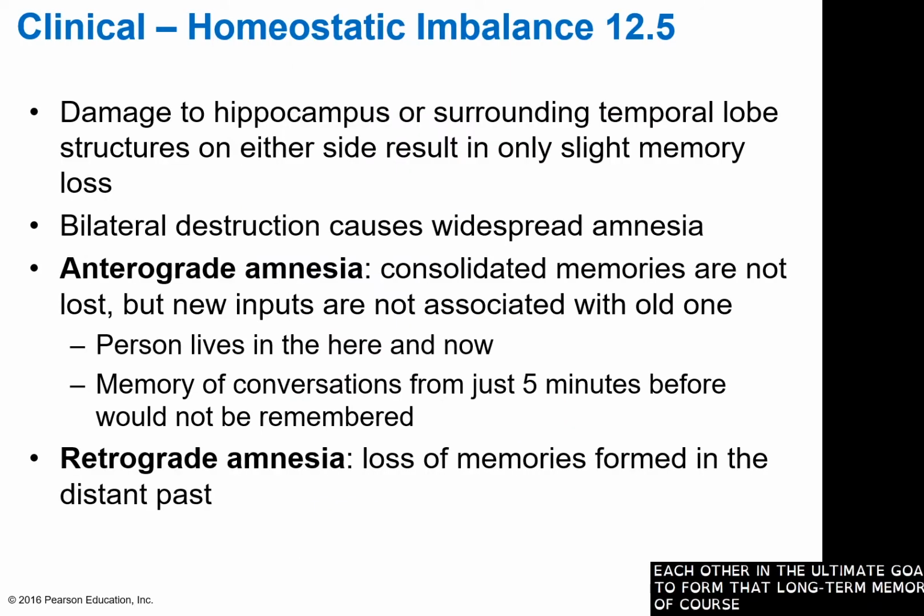Then clinically here, if you damage your hippocampus or the temporal lobe, it may result in only slight memory loss, but bilateral destruction can cause widespread amnesia. So there are two main types of amnesia. Anterograde amnesia is when consolidated memories are not lost, but new inputs are not associated with old ones.